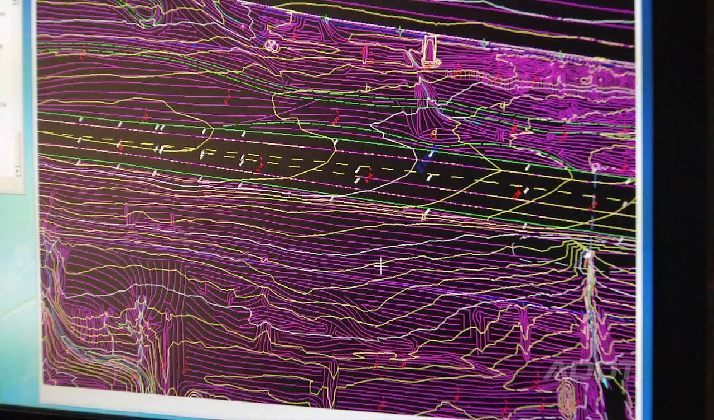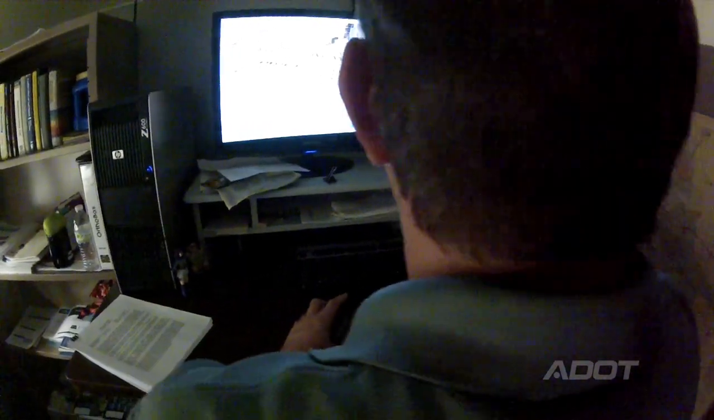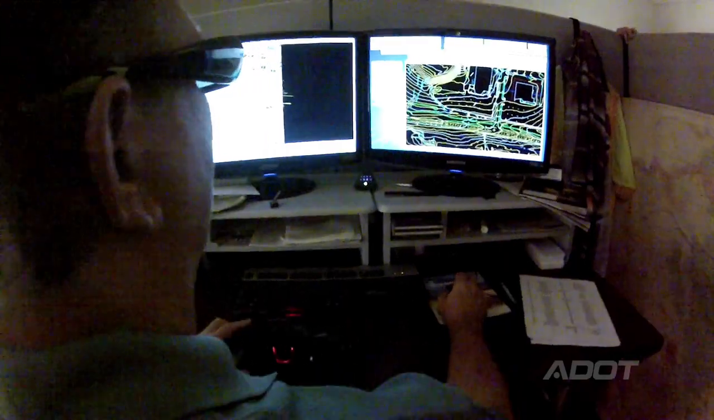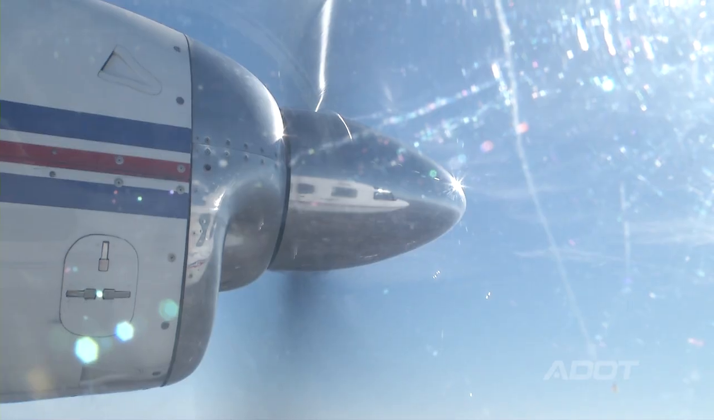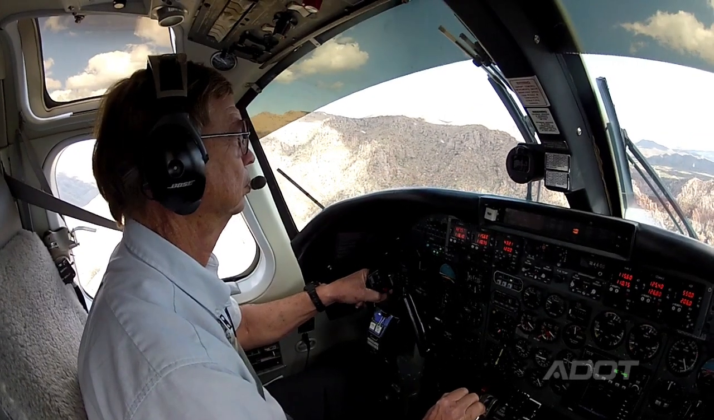Designers need to know what the lay of the ground is, how much earth they're going to have to move, cut and fill, where the slopes are, which way the drains are running, if utilities need to be moved. Oftentimes we use traditional ground-based surveying, but we can accomplish a lot in a short amount of time by using aerial photography and aerial mapping.